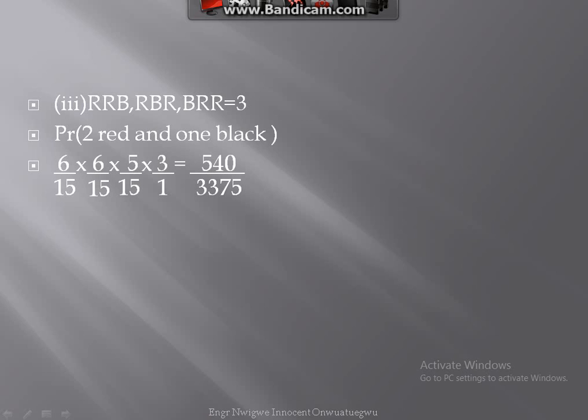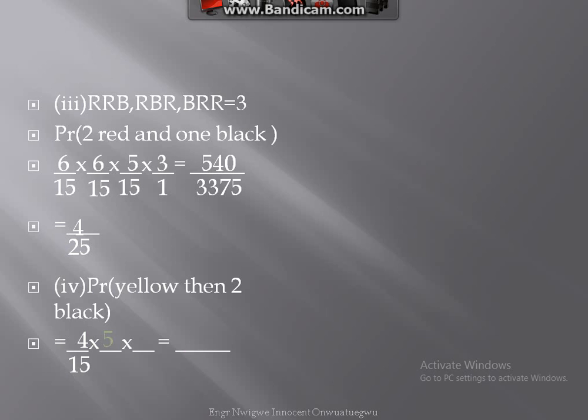Over 25. The probability of obtaining yellow, then 2 blacks will be 4 over 15 times 5 over 15 times 5 over 15, which will give us 100 over 3,375, which is the same thing as 20 over 675 to give us 4 over 20.